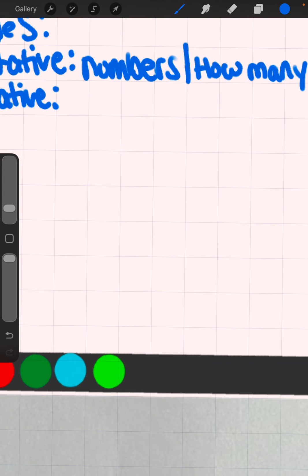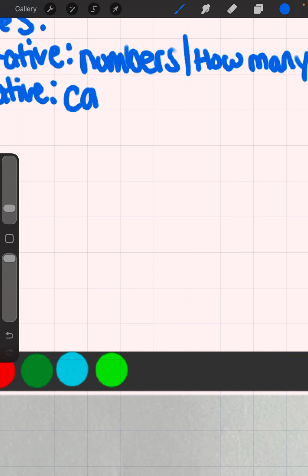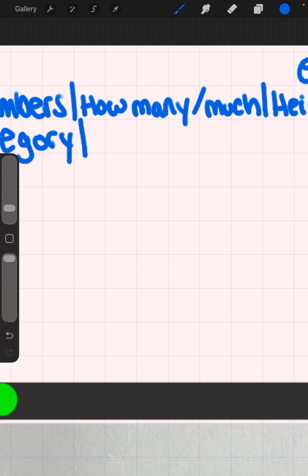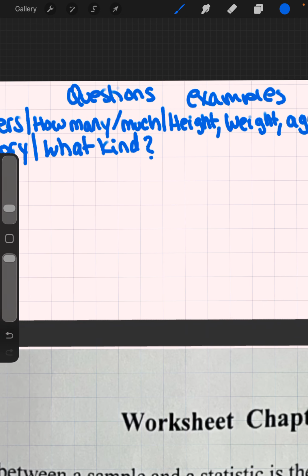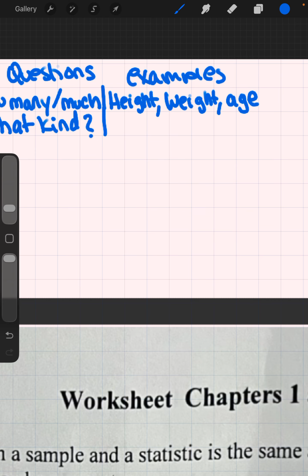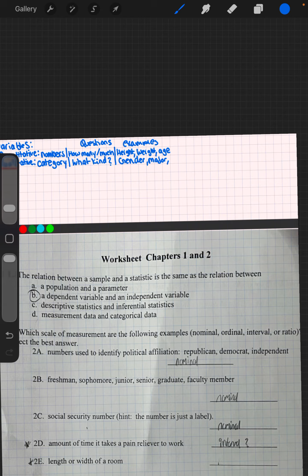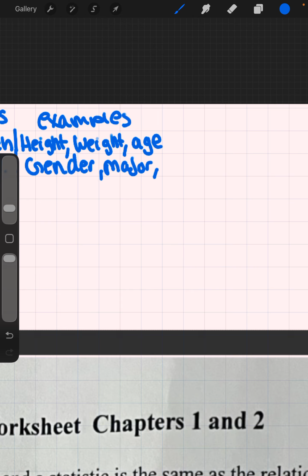Okay. And qualitative can be category. So this will be questions. Is what kind? And examples would be gender, major, religion.